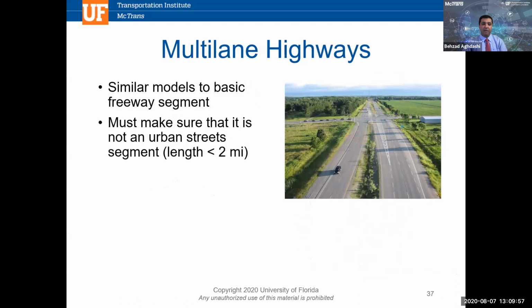We can model multi-lane highways. Typically these are urban streets with long lengths, typically more than 2 miles. When you have more than 2 miles between 2 intersections, that link is called a multi-lane highway, and HCM provides methodologies to analyze this.